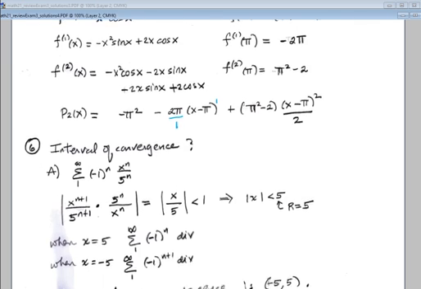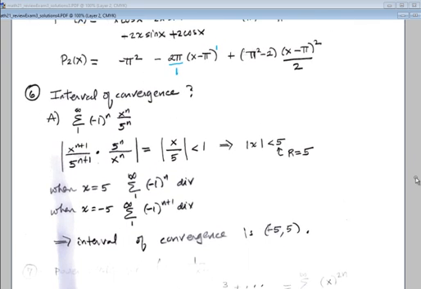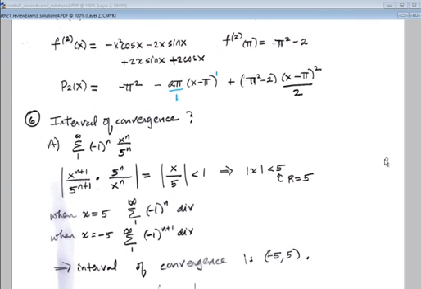Okay, number 6, we need the interval of convergence for a lot of different series. So let's start with A, interval of convergence. We always do the ratio test for this. So the ratio test gives us x over 5, and we want to know when is this less than 1. This is less than 1 when the absolute value of x is less than 5. So that's our radius of convergence.